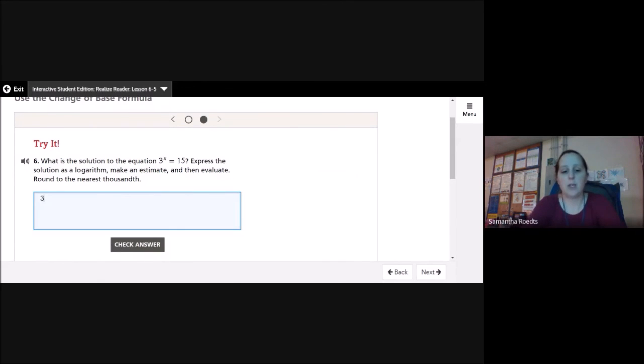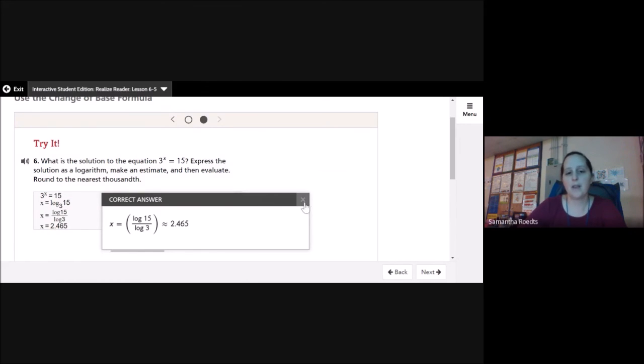So I have 3 to the x equals 15. I'm going to rewrite this in logarithmic form. So that's x equals log base 3 of 15. Then I use the change of base formula, so I have log 15 over log 3. I'm going to plug it into my calculator. So x is approximately 2.465. You can always double check by going back. So it is between 2 and 3.